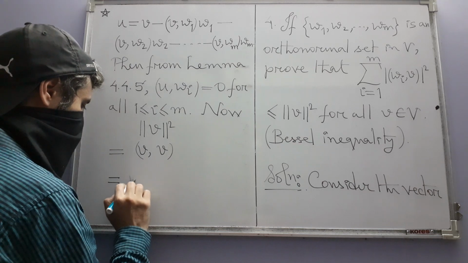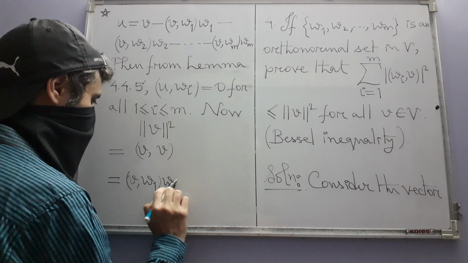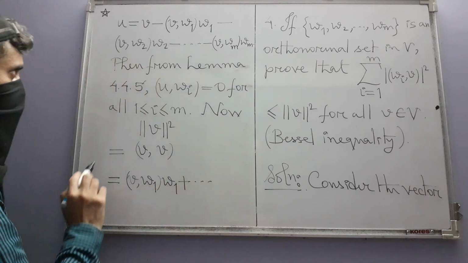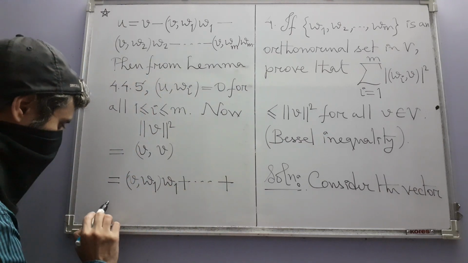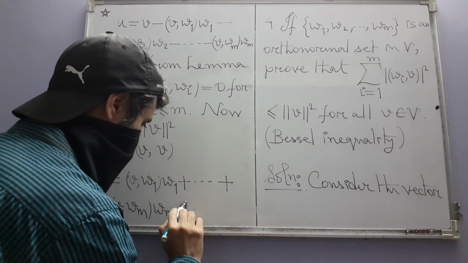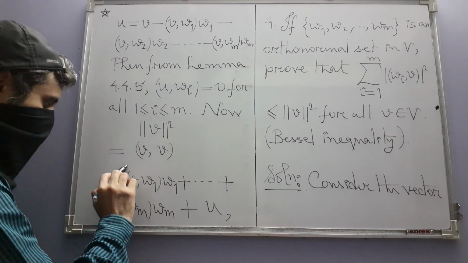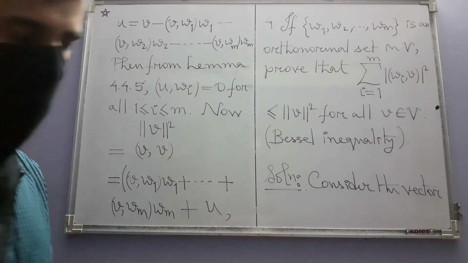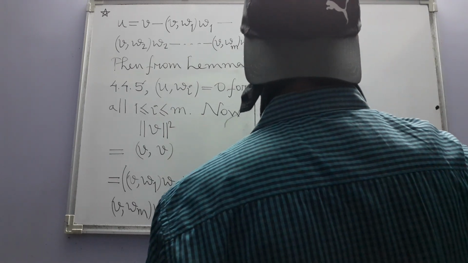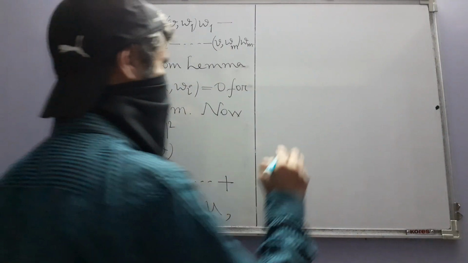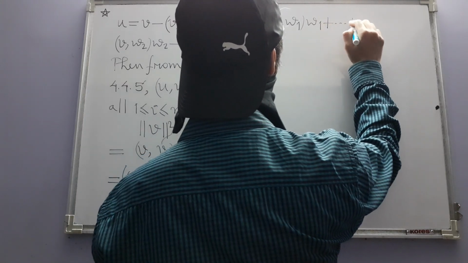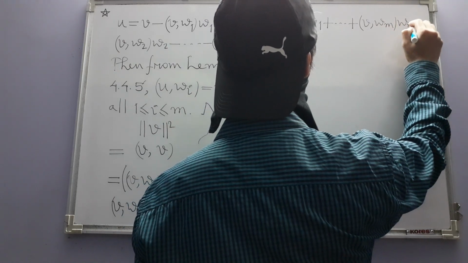So V comma W1 plus, not writing W2, that would take some space, plus let me write the final one, V comma Wm times Wm plus U. But not just in one line, I am not even able to write it on one side. So let's continue from there. Its inner product with itself, that is, plus U.